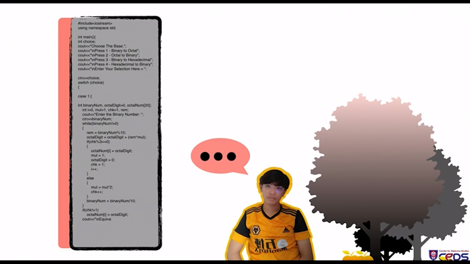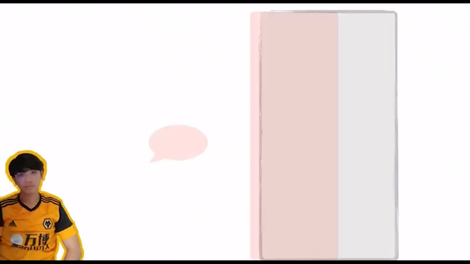Okay, next we make case 1 to change the binary number to the octal number. First we cout "enter the binary number" for the user to enter any number, and we put the formula to change the binary number to the octal number. And the user can see the equivalent octal value, because we cout the octal value.